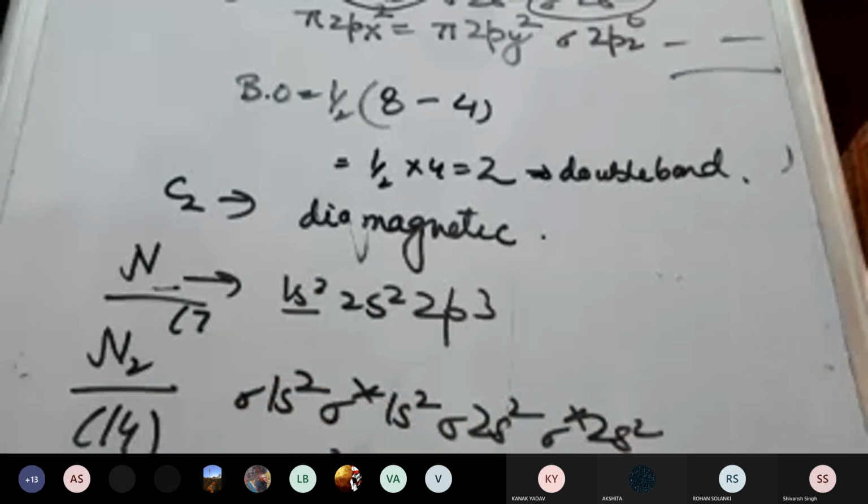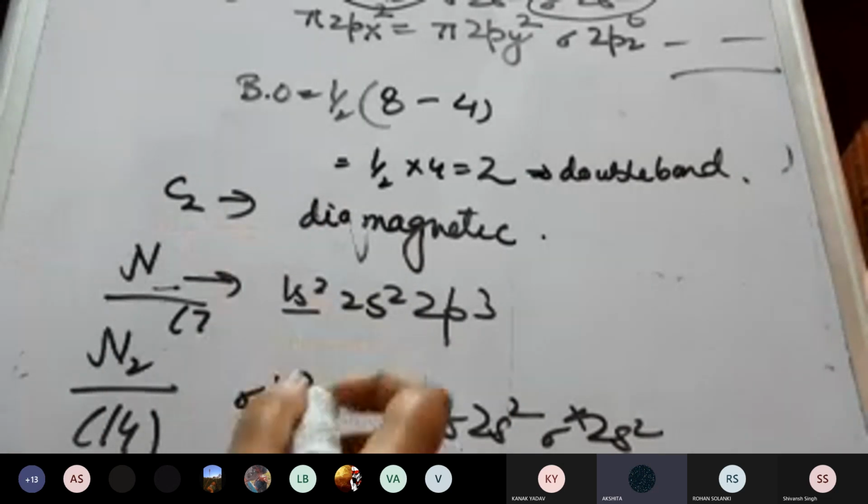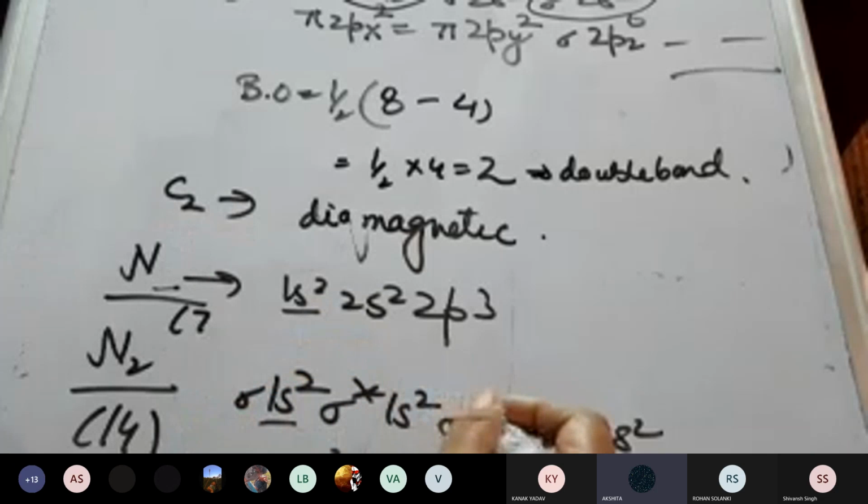What is the bond order? Akshita, how many in bonding? Ma'am, 2, 4, 6, 10. 10 minus 4, that is 6 by 2, which is equal to 3. What does it mean? Ma'am, triple bond. Is it paramagnetic or diamagnetic? Ma'am, diamagnetic. One electron is not visible, so it is diamagnetic.